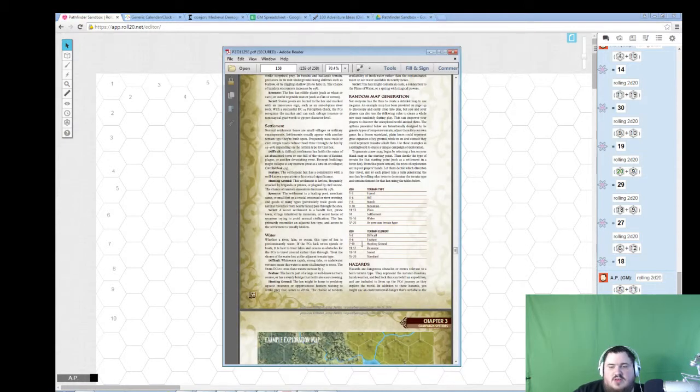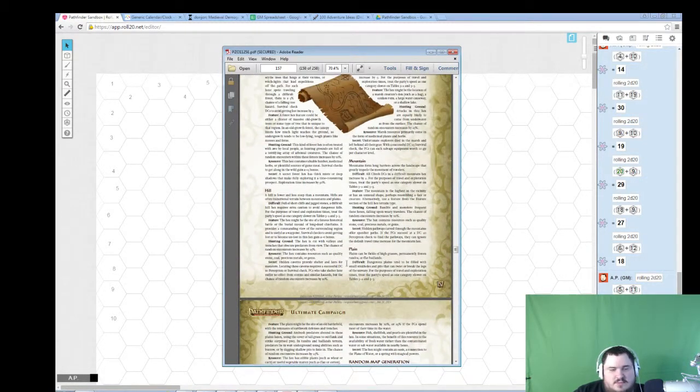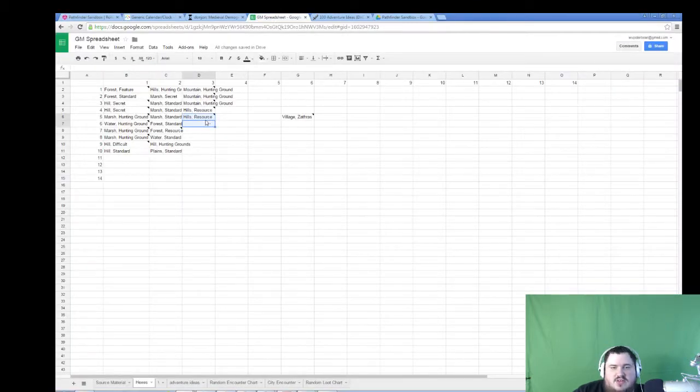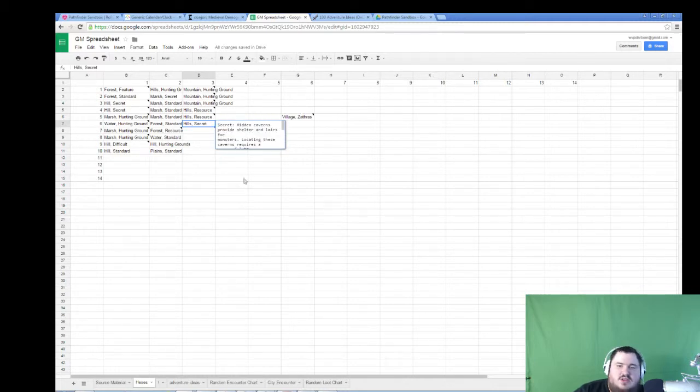17, 14. That's going to be hill again with a secret. What is the hill secret? Hidden caverns provide shelter and lairs for monsters. I'm not going to throw anything in there because this increases the random encounter chance. So we already know that this area is pretty beset by random encounters. So no need to fancy things up.